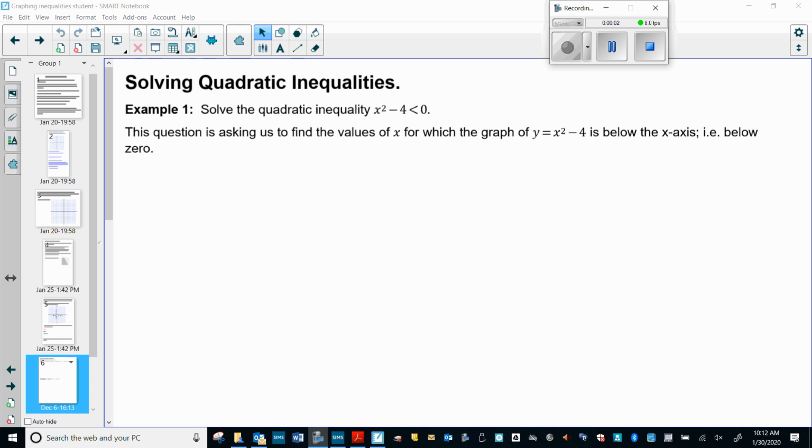Alright, so solving quadratic inequalities. Now these do come up sometimes, okay? These are really enjoyable. No. Now, here's the deal. This is where we need to remember, very importantly, all about quadratic graphs.